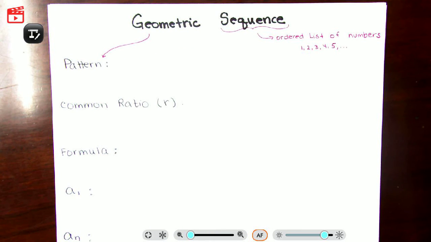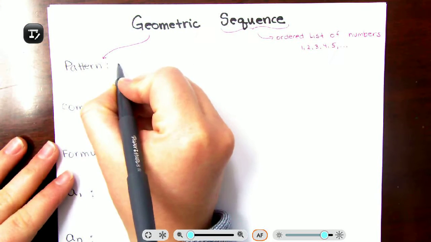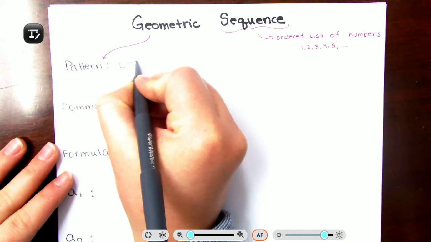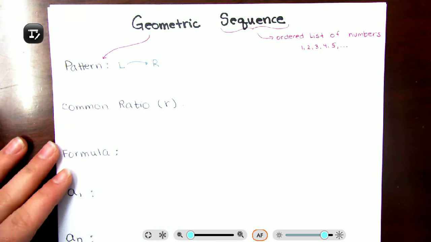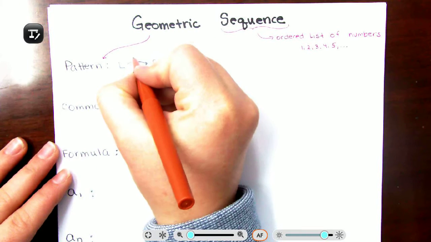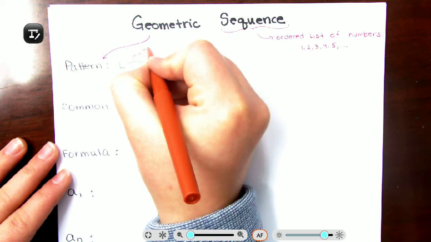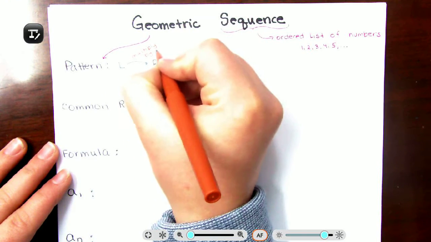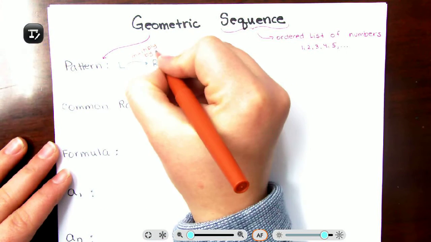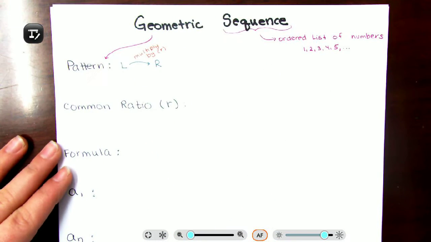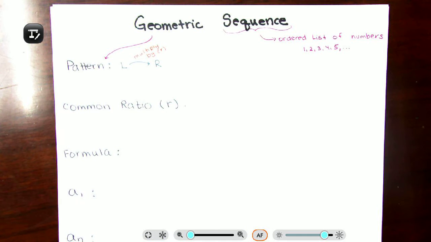For geometric, there is a pattern, and that pattern is multiplication. So it's a multiplicative pattern. Let me try to explain that in a better way. The pattern is that from your left number to your right number, you're going to end up multiplying by something, and I'm going to call that my little r. Little r is a common ratio, and I'll give you the definition in just a little bit. I want to focus more on the pattern first. The left number to the right number, you're going to multiply by r.